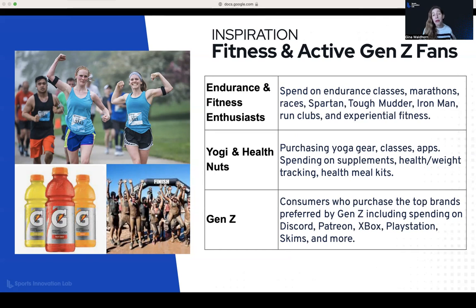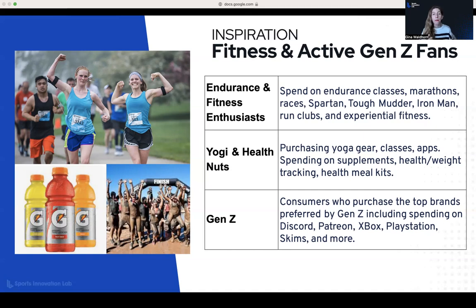We also have maybe a little lighter side, the yogis and the health nuts. We're able to isolate consumers who spend on yoga brands and who also maybe spend on yoga classes or apps. Maybe they also spend on supplements, Noom, weight loss tracking, healthy meal kits delivered to their door. That's our yogi and health nut community.